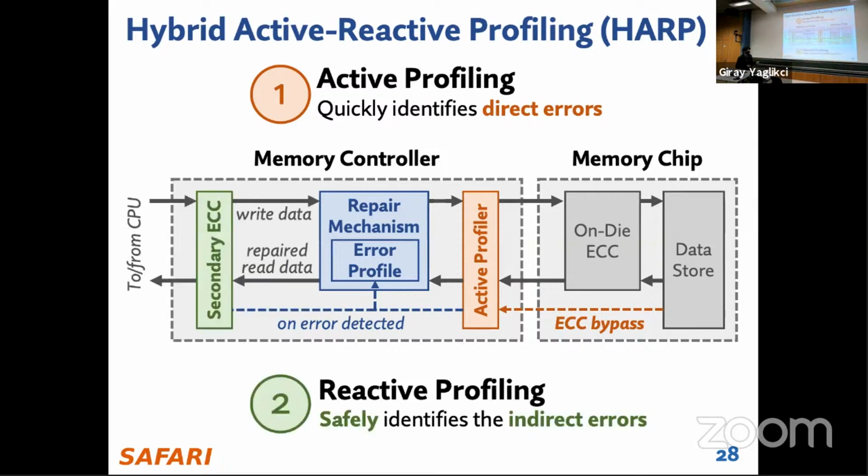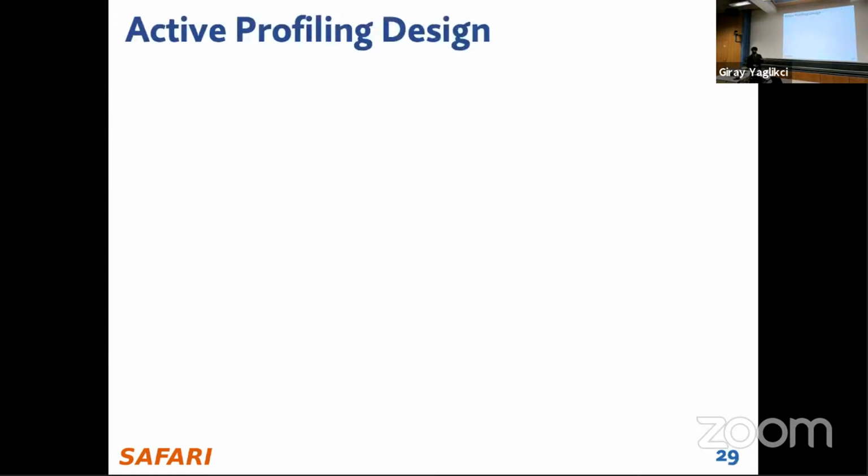The second phase consists of reactive profiling, which tries to identify the indirect errors, ignoring the direct errors that have already been found. This is performed using a secondary ECC, which maps well to the on-die ECC, such that if the on-die ECC is an N error correcting code, the secondary ECC is also an N error correcting code, and it can capture any indirect errors that might occur. In this way, by first doing active, then reactive profiling, HARP identifies all of the at-risk bits that exist. So I'll talk about these two phases in a little more detail.